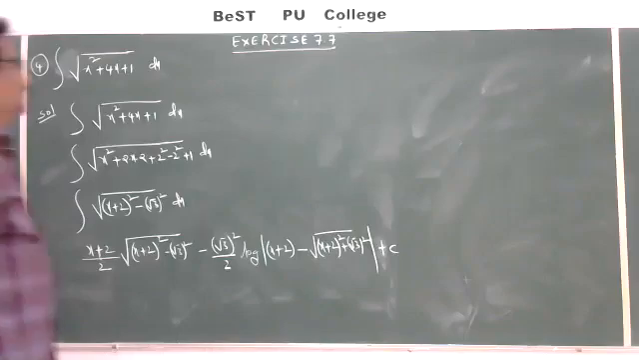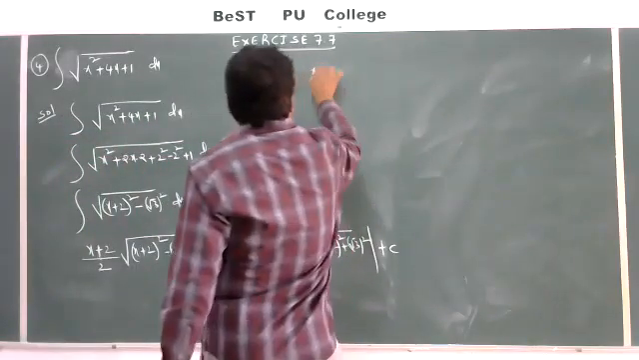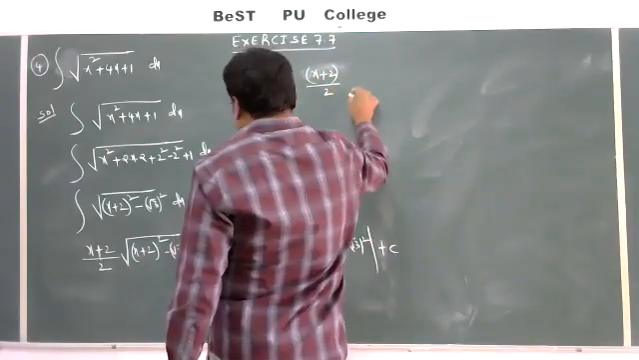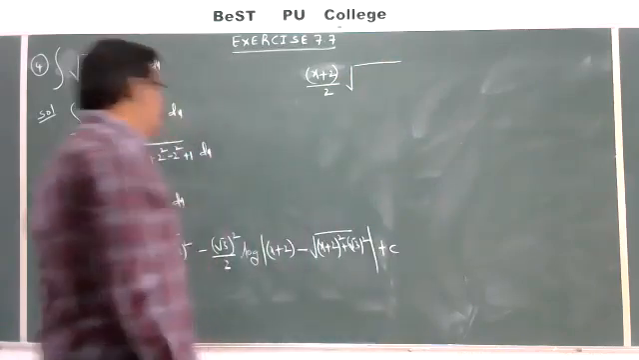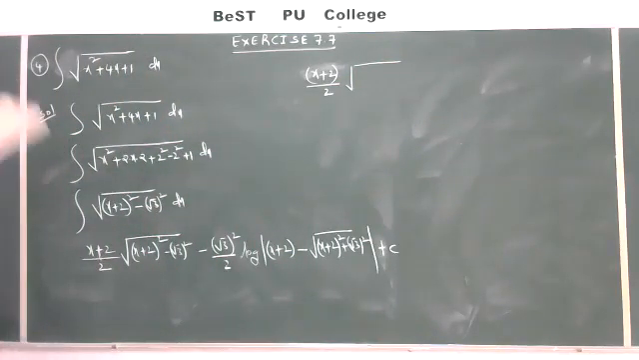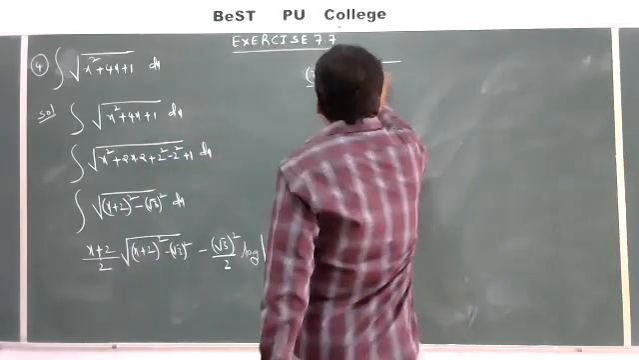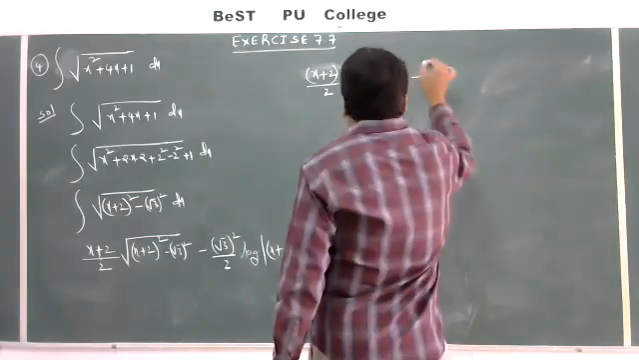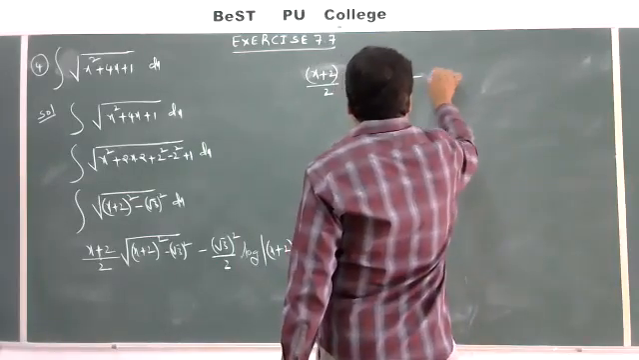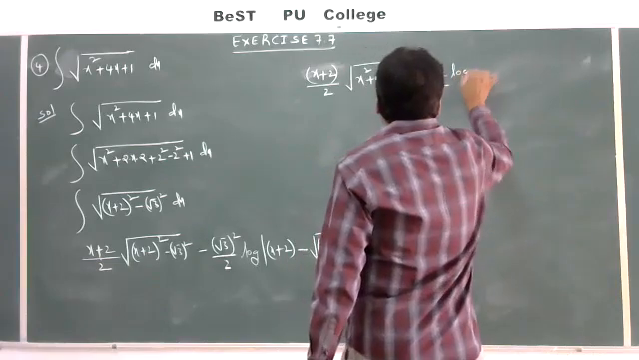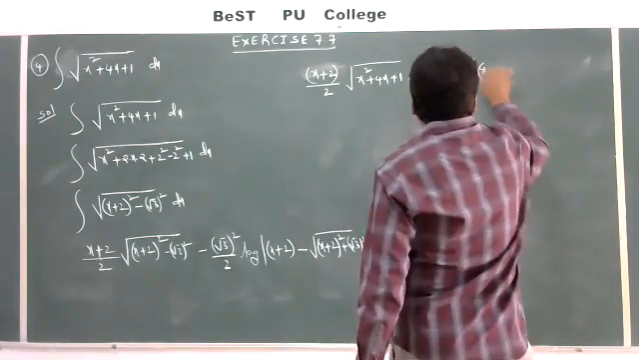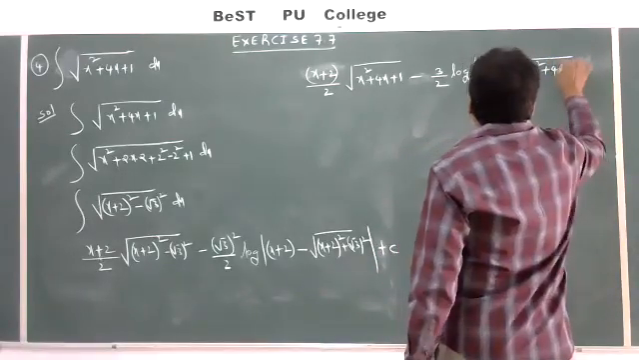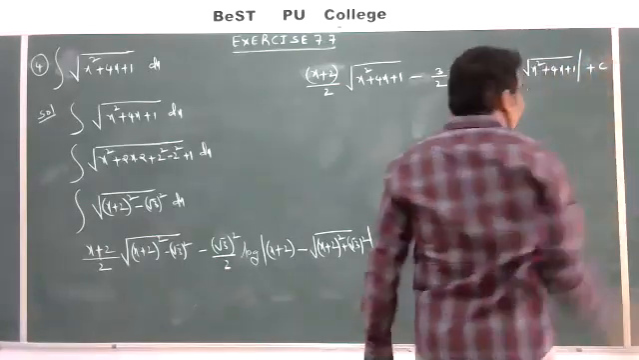Then simplify this. X plus 2 by 2 into root of, this is x plus 2 whole square minus root 3 whole square is the original function, x square plus 4x plus 1. Root 3 whole square is 3. 3 by 2 into log mod x plus 2 minus root of x square plus 4x plus 1 plus c, arbitrary constant.